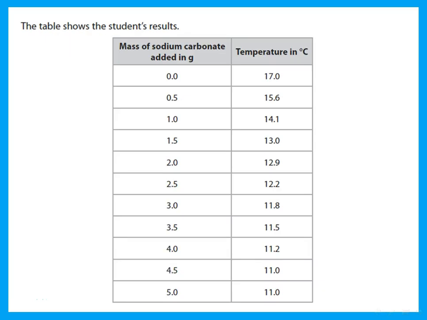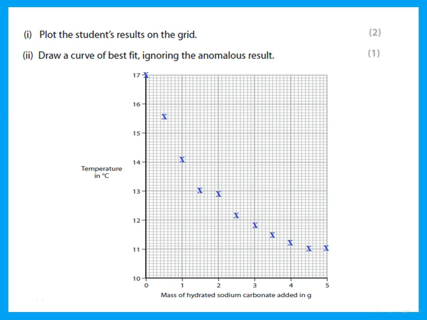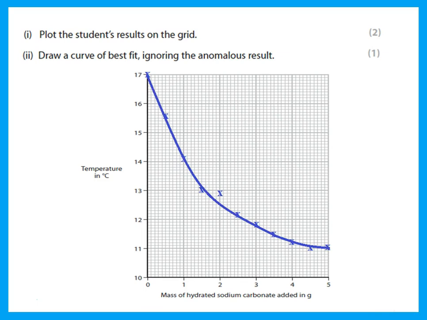So he has a table with the temperatures and he's saying plot the student's results. I'm going to plot these results using small x's, and then draw a curve of best fit, ignoring the anomalous result. Remember, the anomalous result is the one that is away from the curve. If you have to bend the curve to take in a result, then that's anomalous, because your curve should be a smooth curve of best fit.